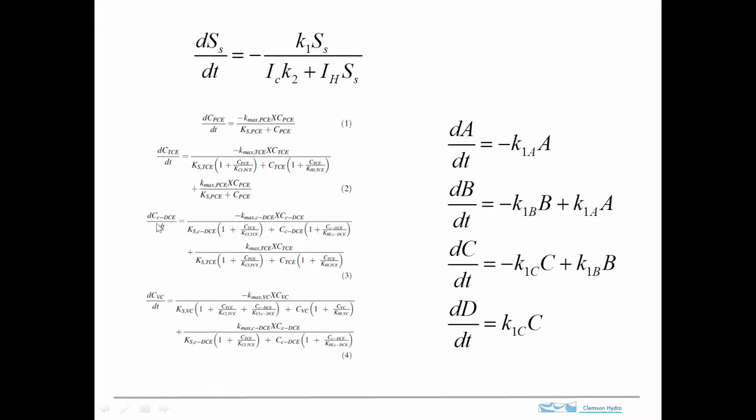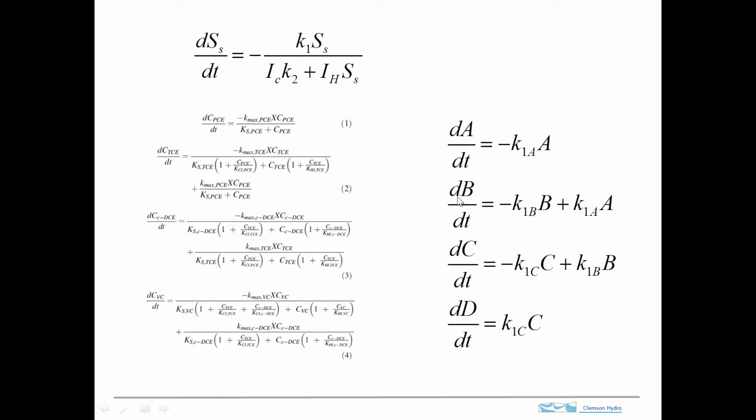Here, this is cis-DCE, and it's being degraded by this Monod equation. It's exactly the same as this one, except the subscripts have been changed. So these are constants, but these are different constants, and this is the dependent variable, and of course it's different. Okay, so that's all we have here, a decay chain, very much like what we've already solved.